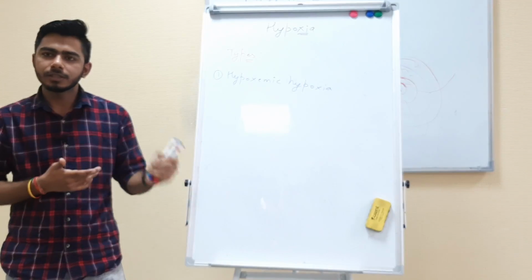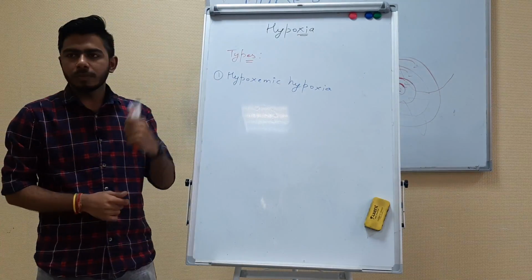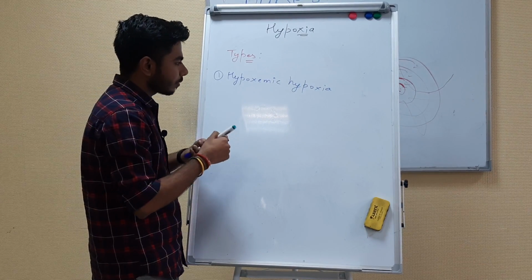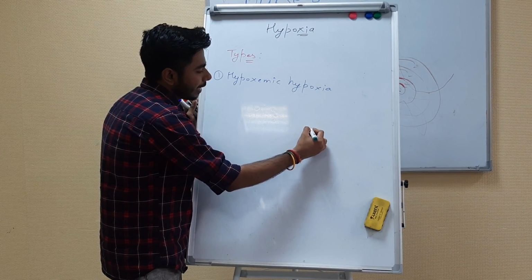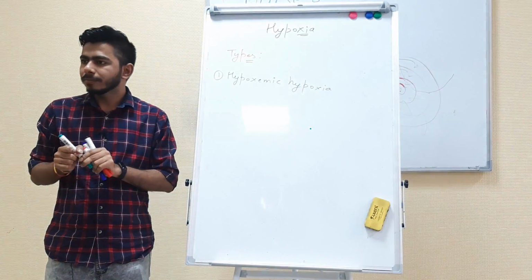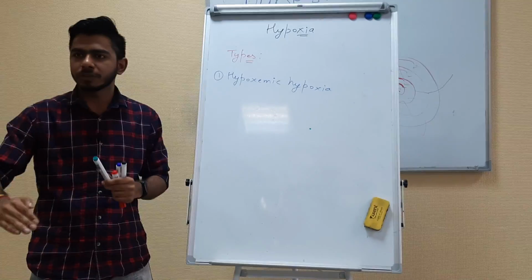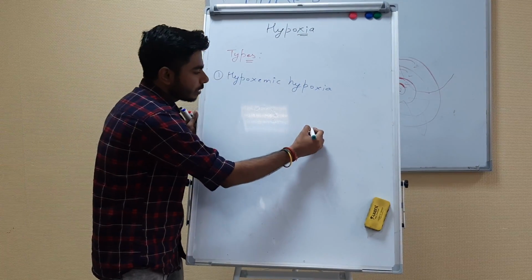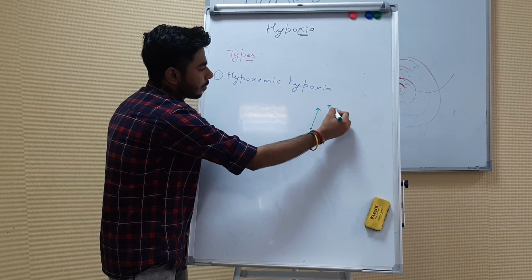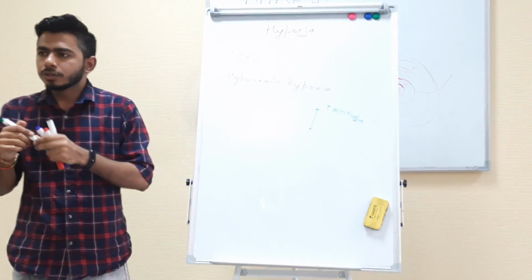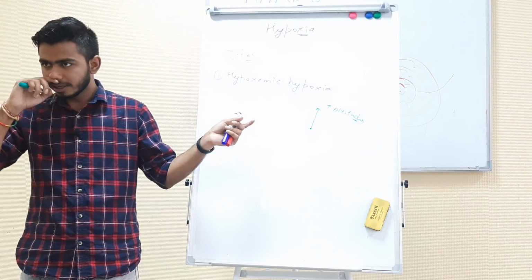Now what can be the factors which can induce hypoxemic hypoxia? Let's talk about those factors. Let's say you are going on a trip and you are climbing the mountains, and you are at some specific height, for example 3000 meters above sea level. So you are at higher altitudes, and you might experience this.